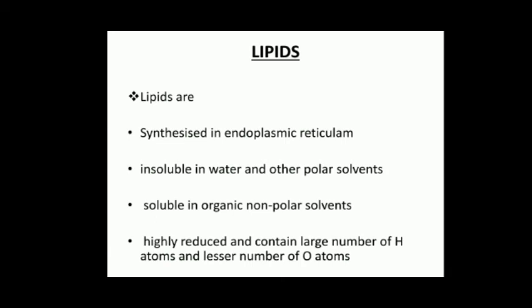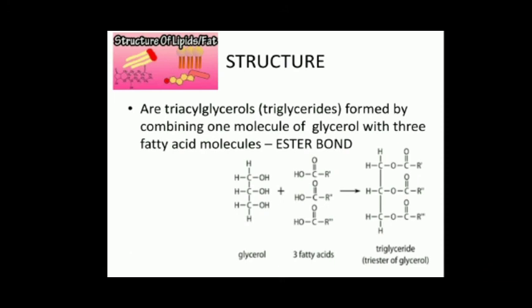Lipids are highly reduced and contain a large number of hydrogen atoms and a lesser number of oxygen atoms. These are some characters of these lipids. Then about the structure of these lipids, actually lipids are triacylglycerols, or triglycerides. So how are these lipids formed? As you know, lipid is a macromolecule. It is formed by the combination of two molecules, glycerol and fatty acids.